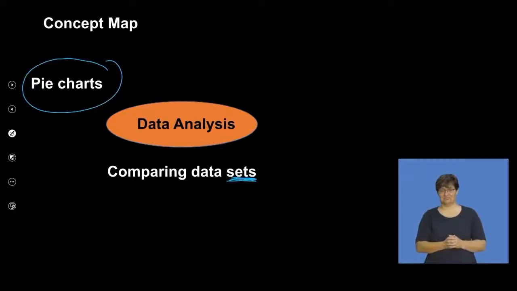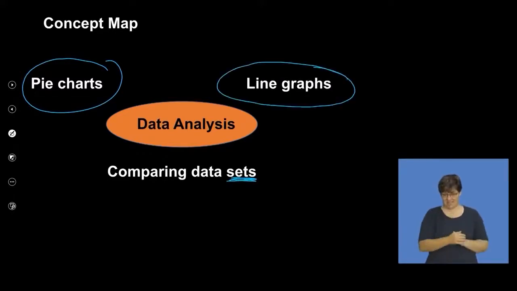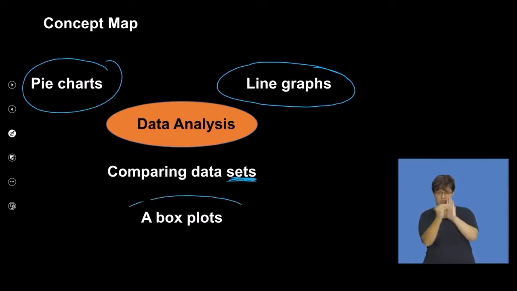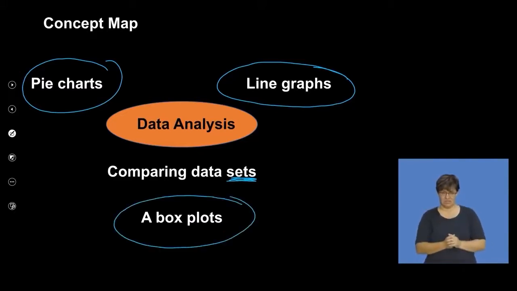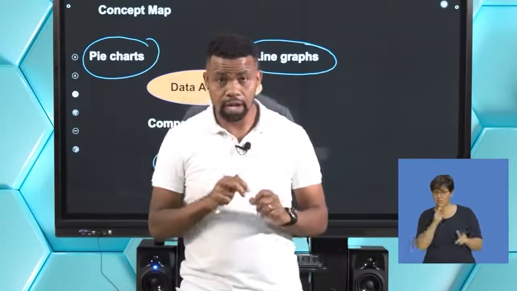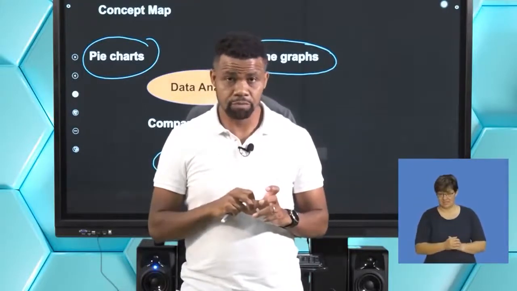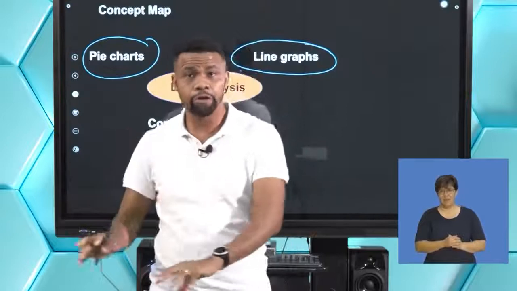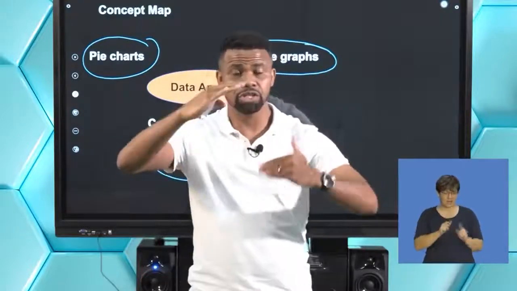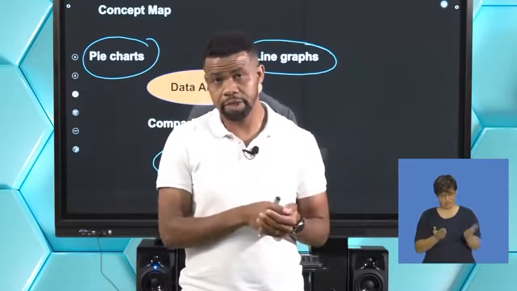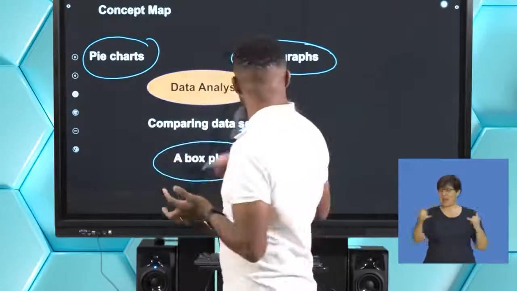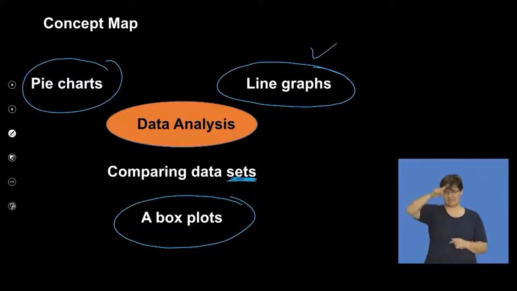We'll also look at line graphs, and we'll look at box plots. Also, given two box plots, what can we arrive at? Box plots are good if you want to compare two sets of data. They're very good for that. Line graphs are good if you want to look at the trend.